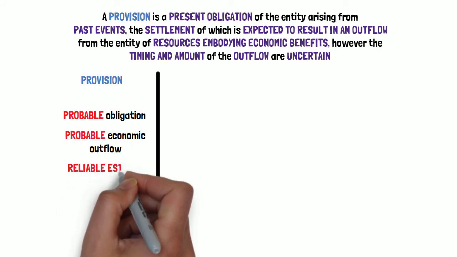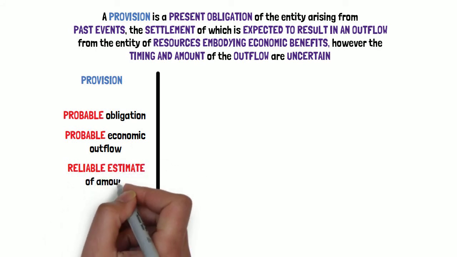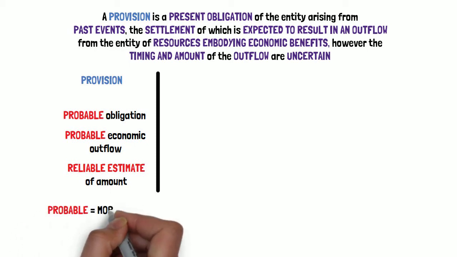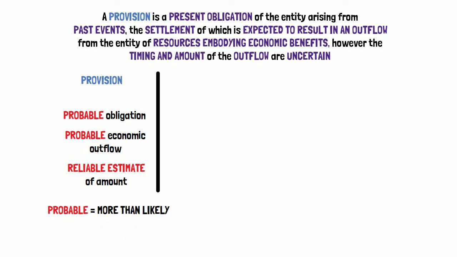And the last thing we know is that a provision can only be recognized if the amount of that outflow can be estimated reliably. Now, as per the definition, the timing and amount of the outflow are uncertain, but the provision is recognized when there is an amount that can be estimated reliably. So in all of these cases, the key word for a provision to be recognized is the word probable. And probable means more likely than not. So if you were to give it a percentage, it's over 50%.